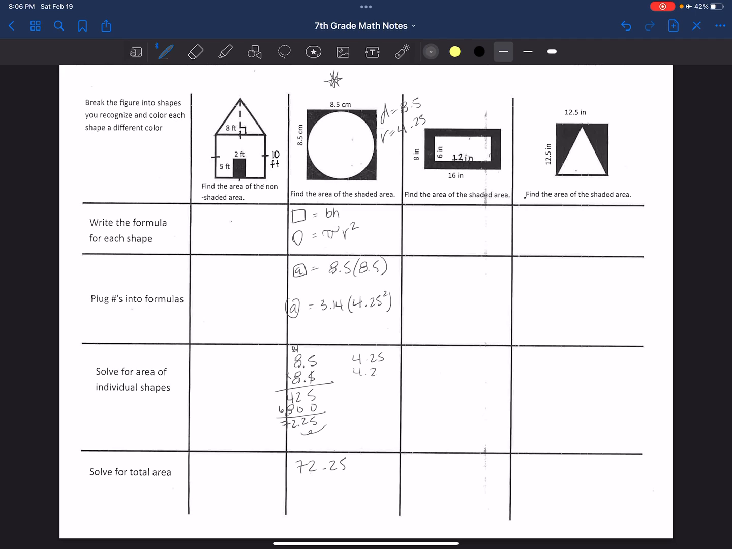4.25 times 4.25. Wow, this is just freakishly annoying. Maybe if I made it into a fraction, it'll be easier. Because 4 1/4, 4 times 4 is 16, plus 1 is 17. Nope, that doesn't make it any easier. I'm going to leave them as decimals.